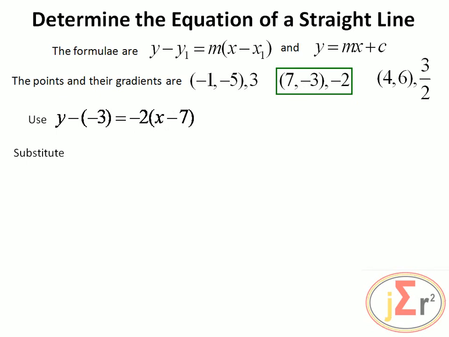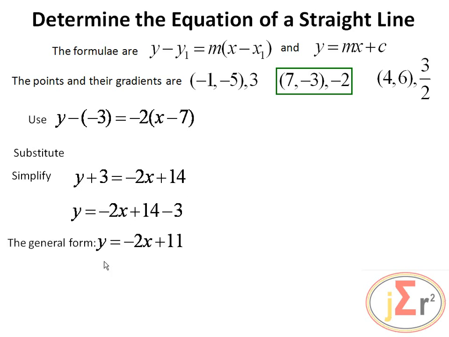Right. So after we have done that, we just simplify. Finish by transposing. So we have y plus 3, and of course this is going to be transposed to the other side where it becomes a negative 3. So 2x plus 14 minus 3, so we have y is equal to 2x plus 11.